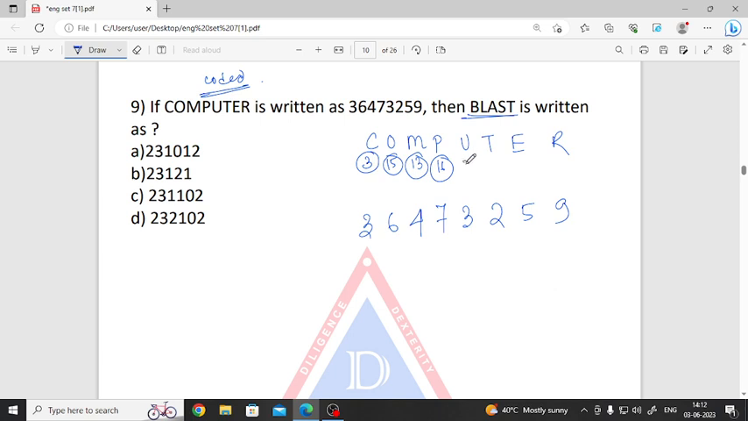Place value of U is 21. Of T it is 20. Of E it is 5. And of R it is 18. See, 3 is written as 3. 15 is written as 6. How 6? 5 plus 1, 6. 3 plus 1 is 4.